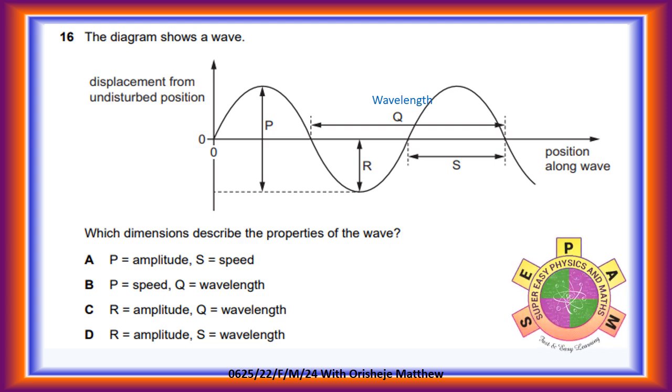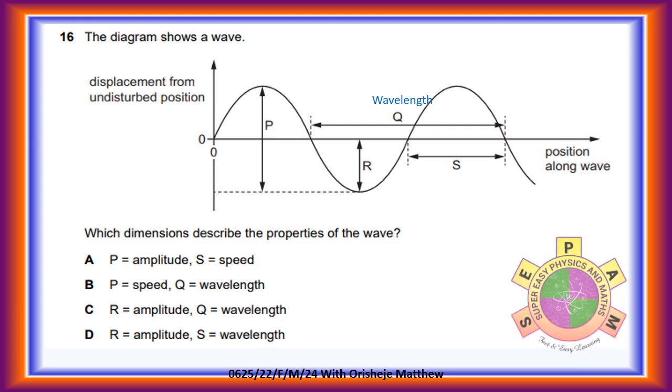Wavelength is typically measured in meters, m, or other units of length. The wavelength is the distance between two consecutive peaks, crests, or two consecutive dips, troughs, of the wave. Q is the wavelength of this wave.